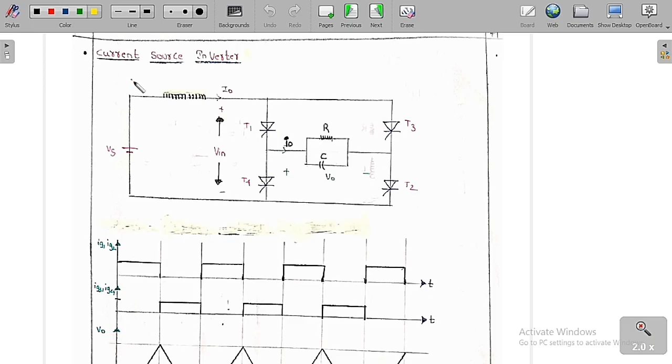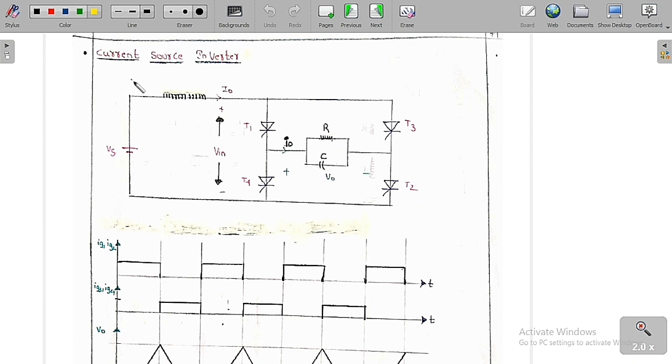So up to now we have discussed the voltage source inverter, both single phase and three phase. In the single phase, we studied the half bridge and the full bridge voltage source inverter, and also the PWM technique. We also learned the three phase 180-degree mode of operation and the 120-degree mode of operation. So now we have successfully completed the voltage source inverter.